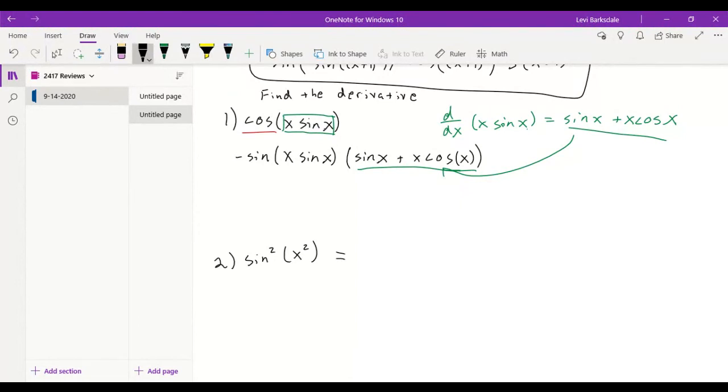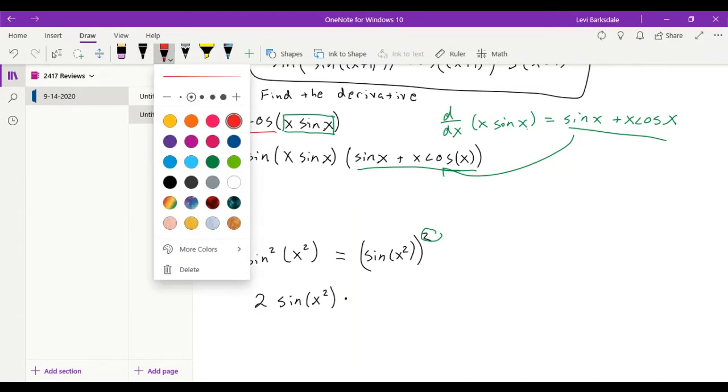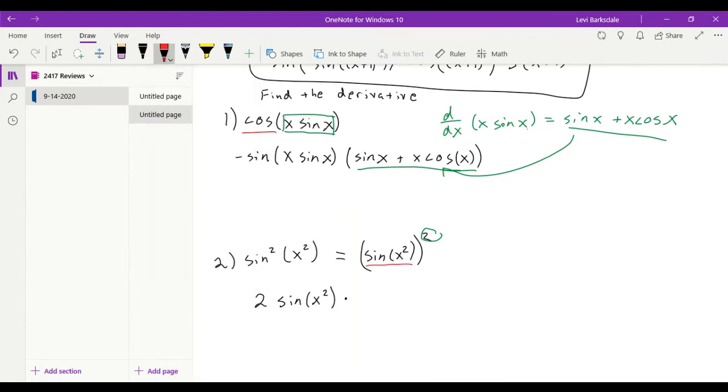First off, I'm going to rewrite it just to make things a little clearer. We can think of sine squared x squared as sine x squared, and then all of this squared. So that makes it easy to see that our outermost thing is clearly going to be this squared part. So using the power rule, we can say that's 2 times sine of x squared, then multiplied by the derivative of the inside part. And in this case, our inside part is going to be this sine of x squared.